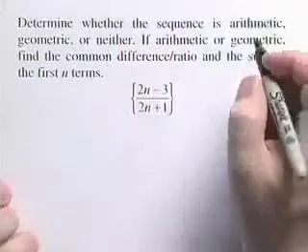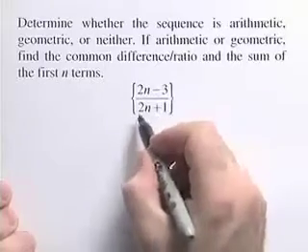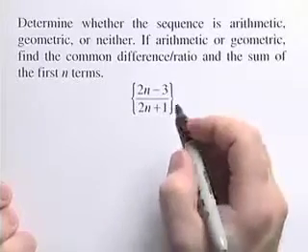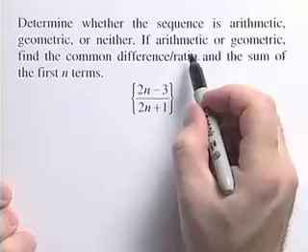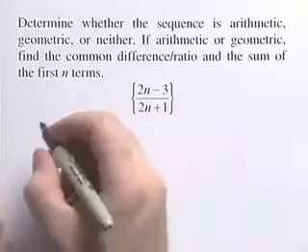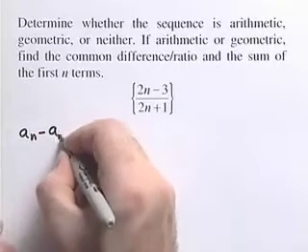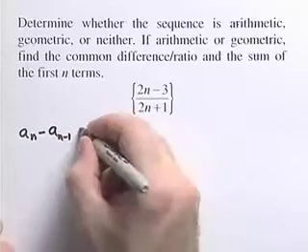Here again we're given the general form of a sequence, and we're asked to determine if this sequence is arithmetic, geometric, or neither. Our general term is (2n − 3)/(2n + 1). To determine if the sequence is arithmetic, we need to look at the difference between consecutive terms. That is, we want to find a_n − a_(n−1).